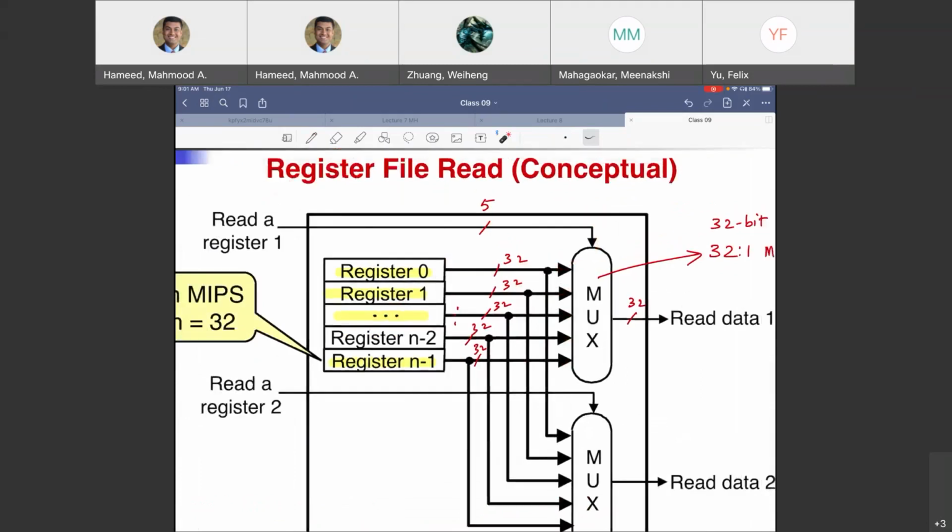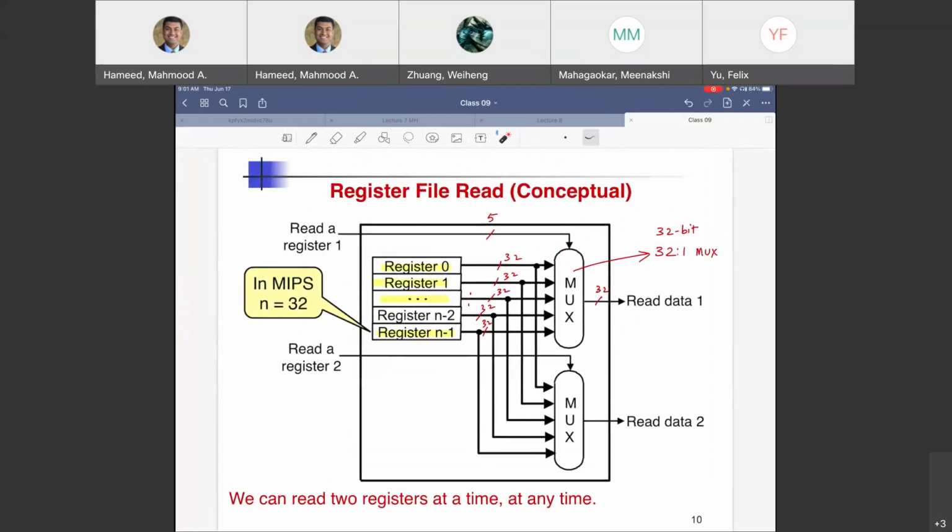Next. So that's how I select the contents, or read the contents, of one register. Next, I do the same thing for the second one. All of those 32-bit registers are going into the second mux. There is another 5-bit sequence that identifies my second source register, so that you can read that data over here. The size of this mux is also a 32-bit, 32:1 mux. We can read 2 registers at the same time.